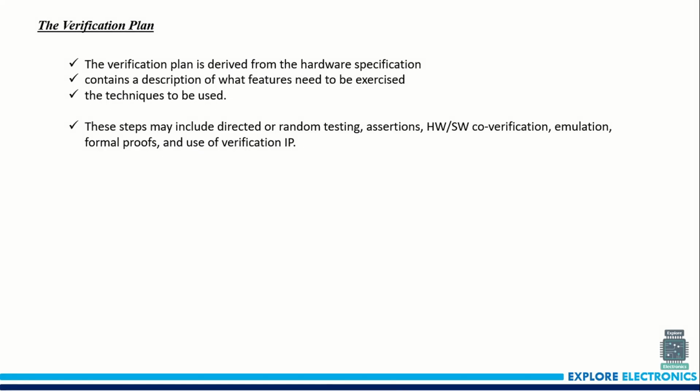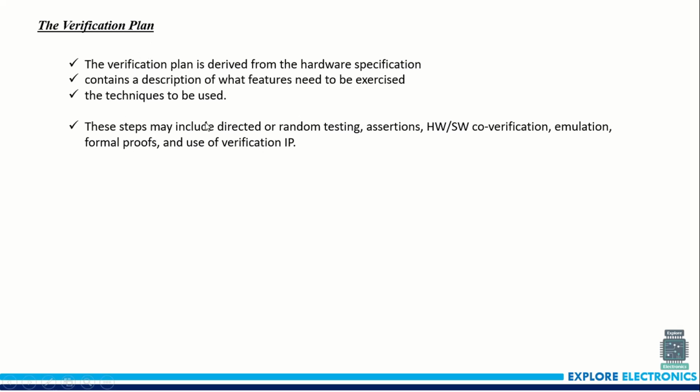Then comes the verification plan. Once the specification we have read, then we need to go for the verification plan. We need to write the verification plan. Accordingly, we need to write the test bench. So verification plan is derived from the hardware specification itself, and then it contains a description of what features need to be tested, or exercised, means what features included in the design need to be tested, and what techniques we need to use to put a stimulus logic, right? This is what we are going to consider while writing the verification plan.